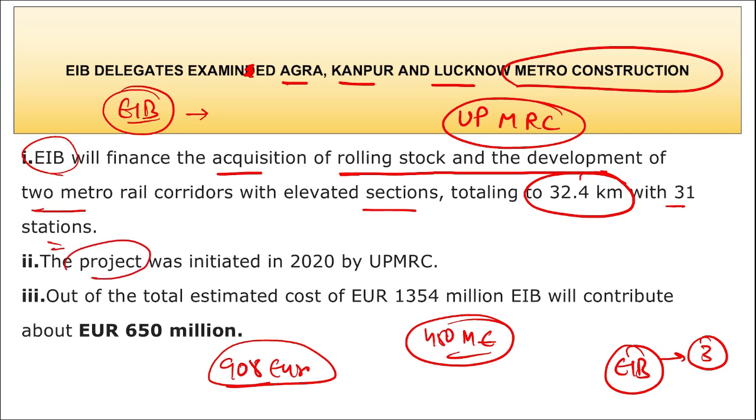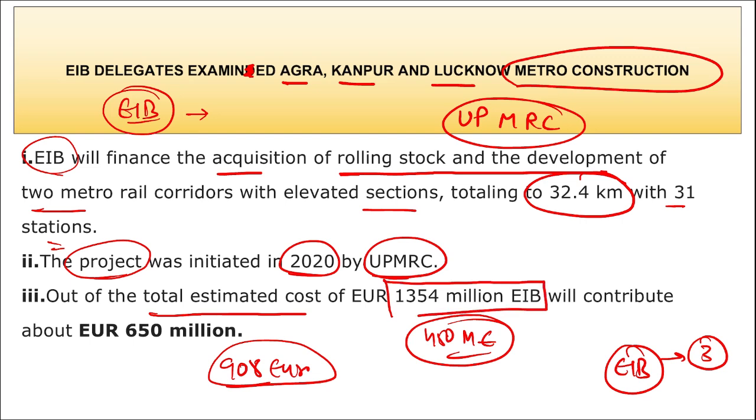Apart from this, this metro construction was initiated in 2020 by UPMRC, and out of the total estimated cost, 1,354 million euro, about 650 million euro will be contributed by the European Investment Bank and the rest will be funded by the state government, right? And that fund can be through bonds, or another type of investment or loan.